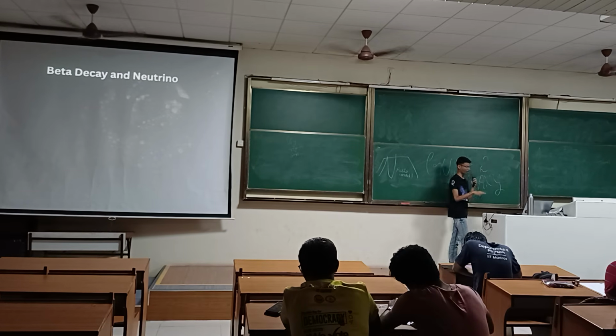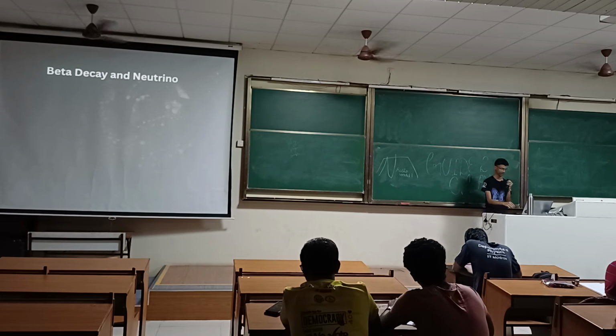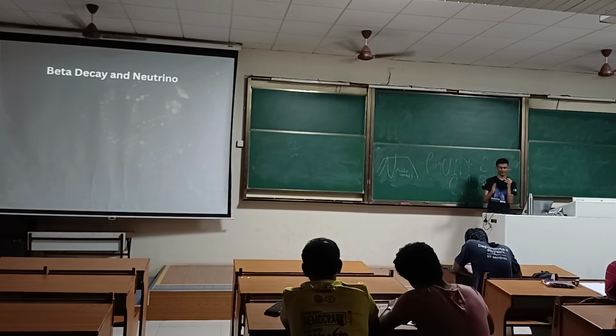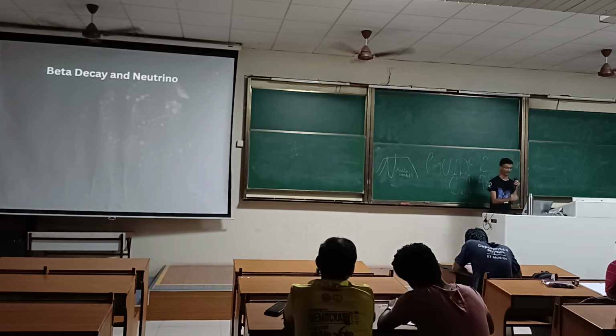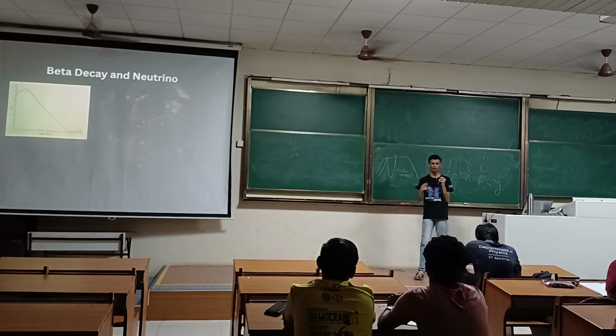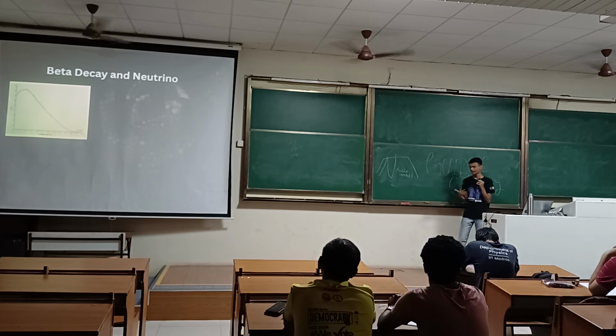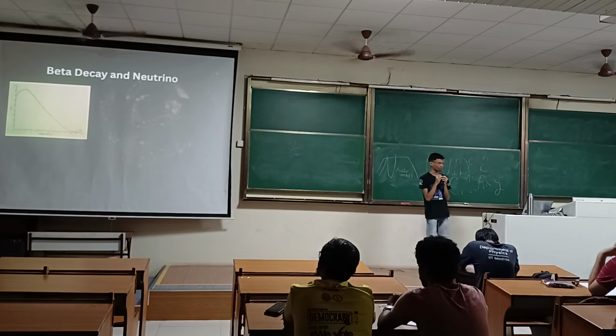A minor note that we are not exactly going in chronological order. I am just picking up stuff that I found interesting in the history. So, about beta decay and the discovery of the neutrino. Beta decay at that time was just thought to be the release of electrons from an atom. They didn't fully understand what it was.